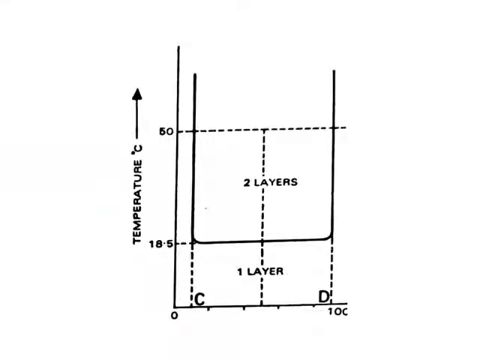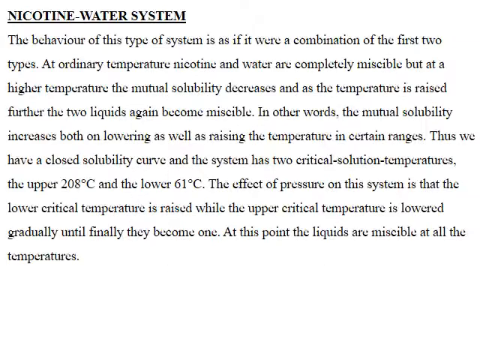So this is the graph which represents the temperature versus the percentage composition. Here it is clear that below 18.5, it is a single layer, and above 18.5, it is a double layer.